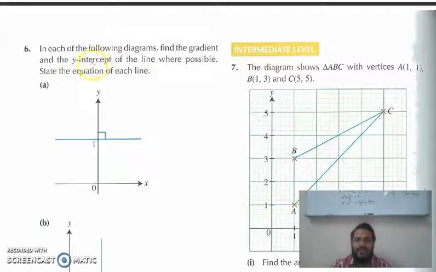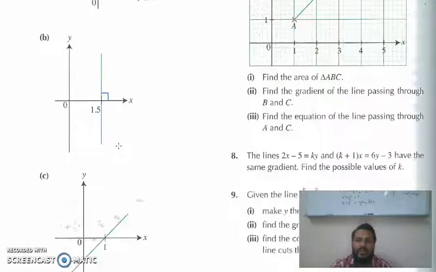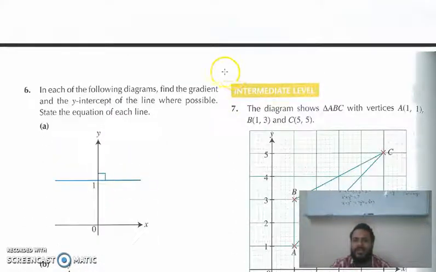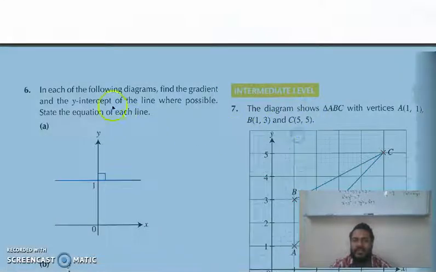In each of the following diagrams, state the gradient and the y-intercept of the line where possible, and state the equation of the line. Try these three, A, B, C, and for the rest, that is from intermediate level, we will discuss in another video.